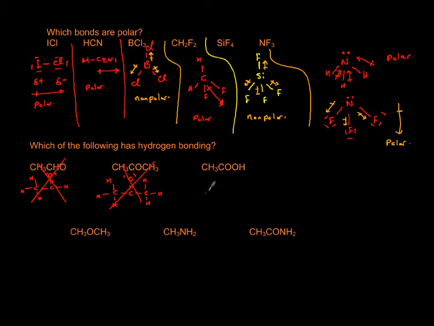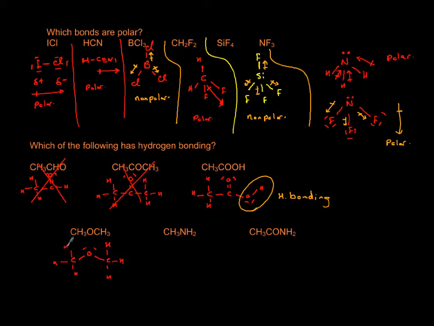The next one is a carboxylic acid, C double bond O, OH. Is hydrogen attached to oxygen? Yes, it is here, so it has H bonding. The next example is an ether, CH3 attached to oxygen, another CH3 to end it. The question is, is hydrogen attached to oxygen? And you see there is none in this molecule. I don't have hydrogen bonding.